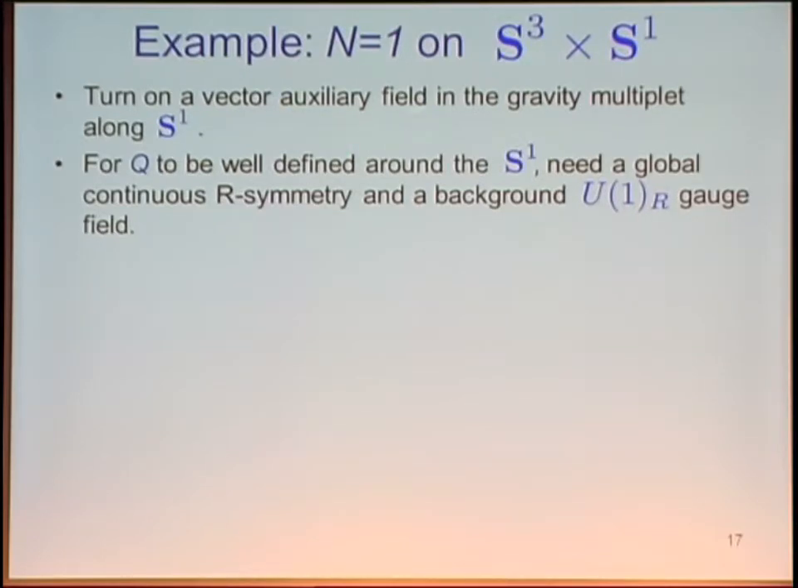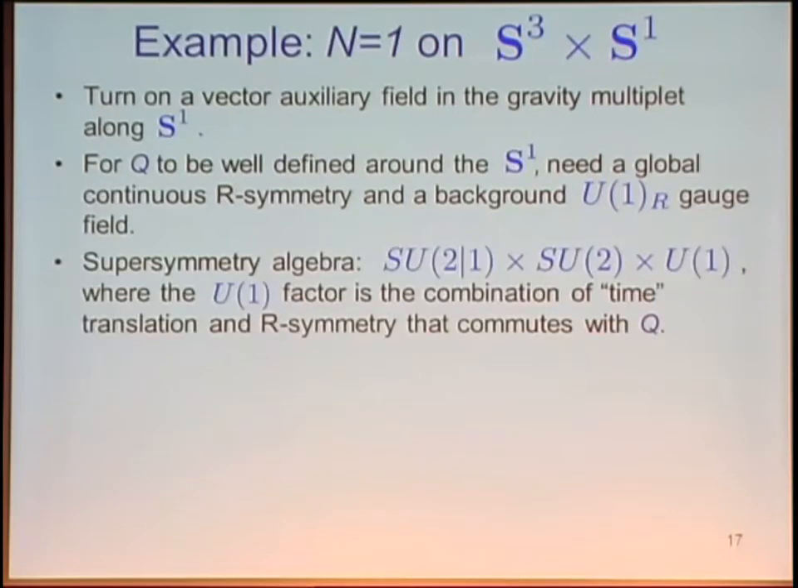We turn on a certain auxiliary field in the supergravity multiplet, which is constant along the S1. We turn on a U(1)R gauge field along the same direction. And now it's really 2 lines to derive the Lagrangian, which agrees with the Lagrangian in the literature. The supersymmetry algebra in this case is SU(2|1) cross SU(2) cross U(1). Let's see the bosonic parts. So it has 4 supercharges, which sit in here.